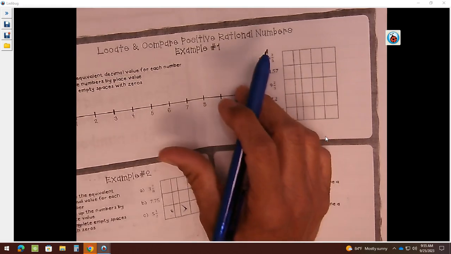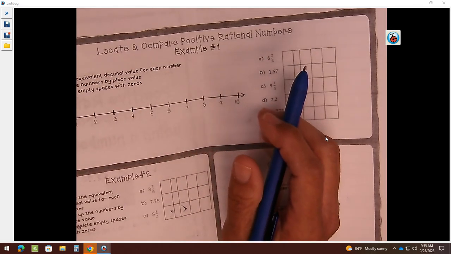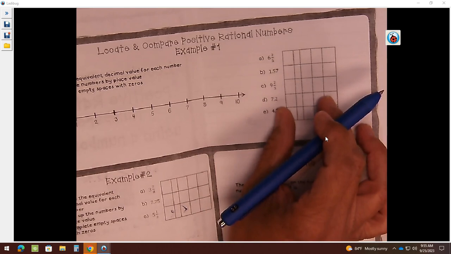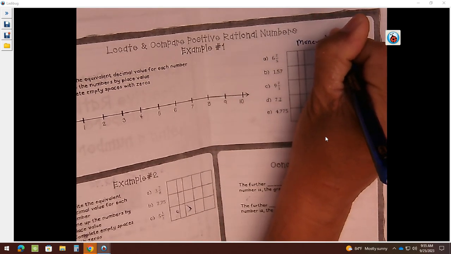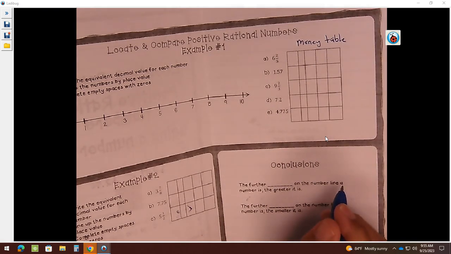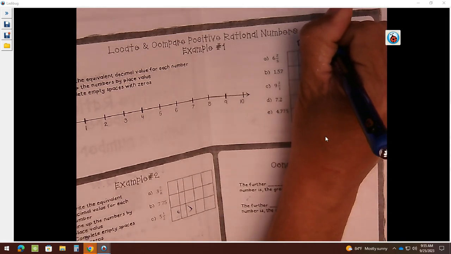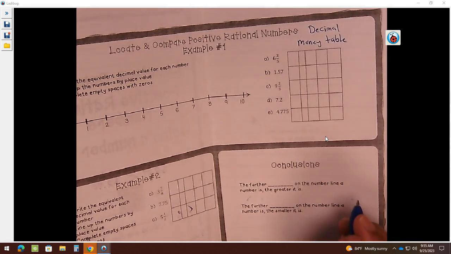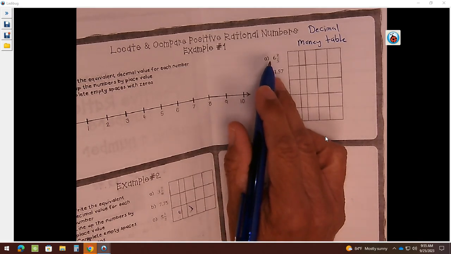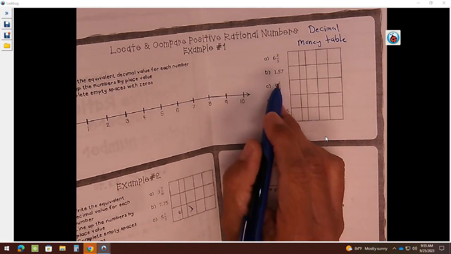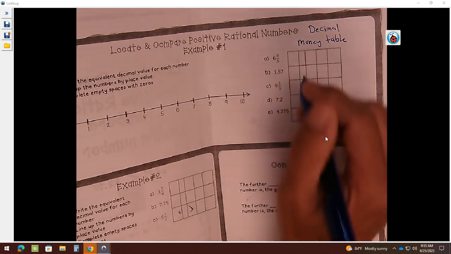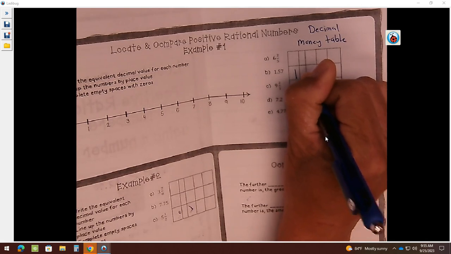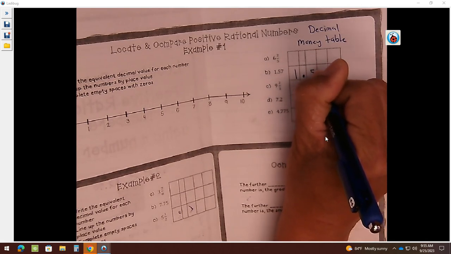Now, when we're ordering numbers or comparing numbers, I believe in creating what I call the money table. So this is my money table, which means that I want everything in decimal. Okay? So let me start with point A. Is that one in decimal? No. Point B, is that one in decimal? Yes. Does it look like money? Yes. So I can already put them. Point B, $1 what? 57 cents.